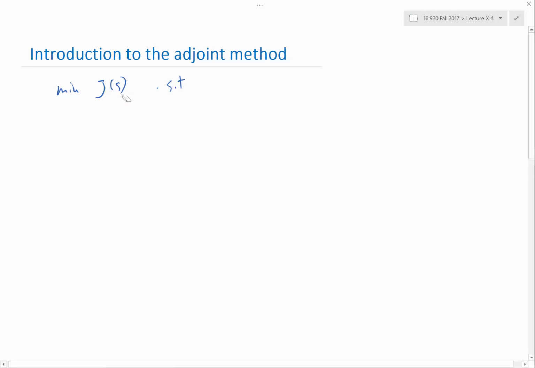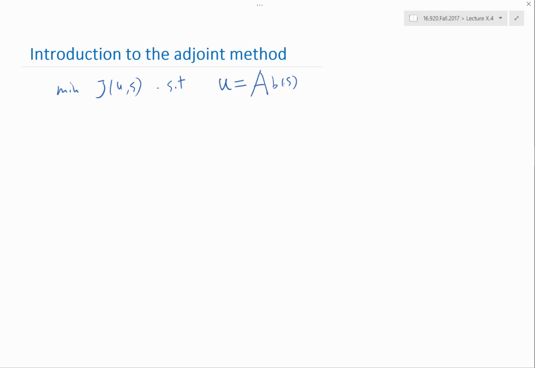So let's say J is not a function of s. J is just a function of u. Usually it's a function of u and s, right? Usually it's a function of u and s, and such that the differential equation we are satisfying is just u is equal to A times b of s. So b of s is a vector function of s, and u, the solution, is just equal to a matrix times this vector.